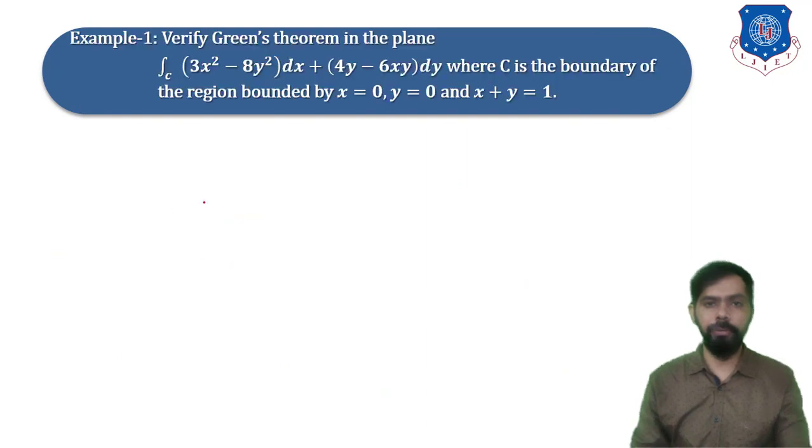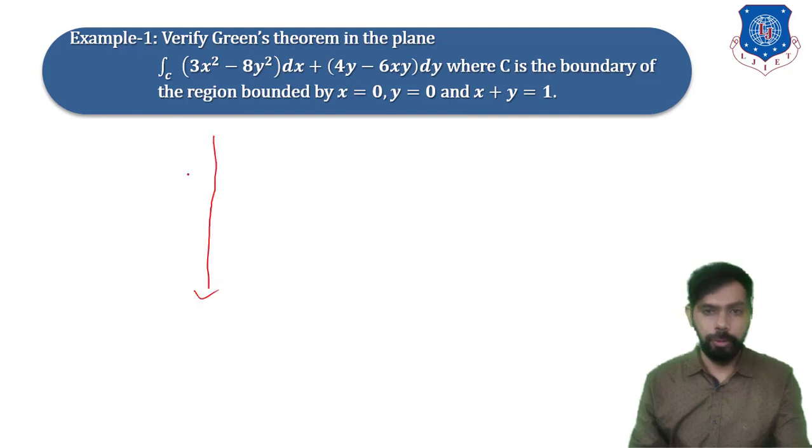So first example, verify Green's theorem in the plane for the integration over a curve C of 3x square minus 8y square dx plus 4y minus 6xy dy, where C is the boundary of the region bounded by x equal to 0, y equal to 0 and x plus y is equal to 1. So here in this example we have to verify Green's theorem. So here first of all we will plot a graph.